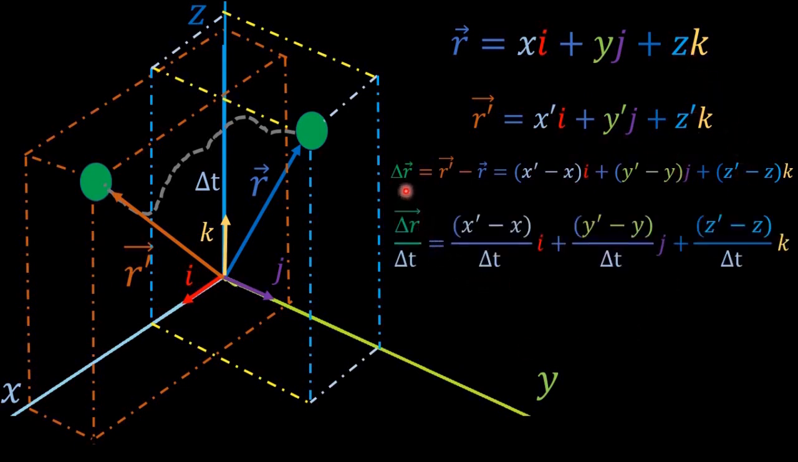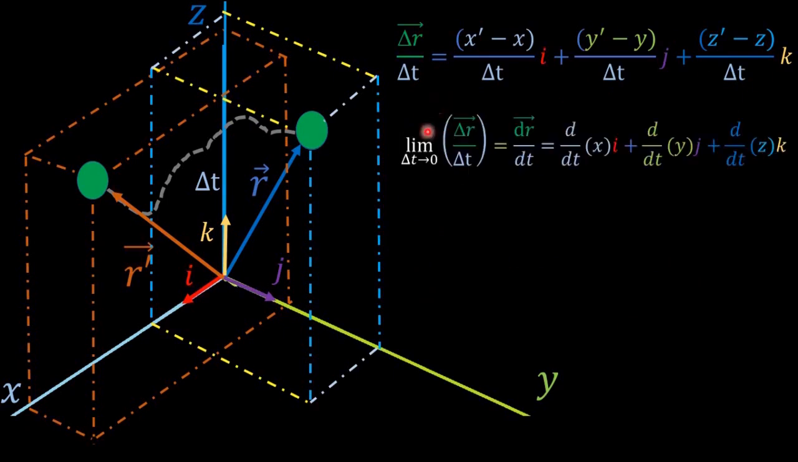And then if we divide that by delta t, we get the average velocity in vector form. If we continue on, and we take the limit as delta t approaches 0, we get the instantaneous velocity. So the limit as delta t approaches 0 of delta r by delta t gives dr/dt. That is equal to d/dt of x, d/dt of y, and d/dt of z. We can equivalently say, if we know x, y, and z as functions of time, we can write it like this: we take the derivative of x as a function of time, y as a function of time, and z as a function of time.